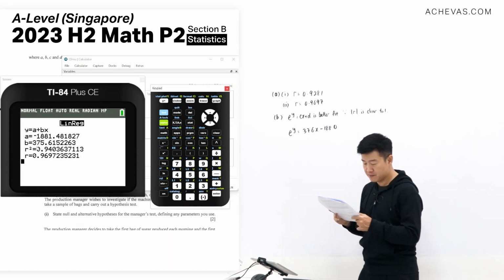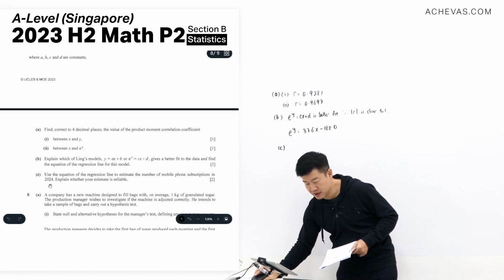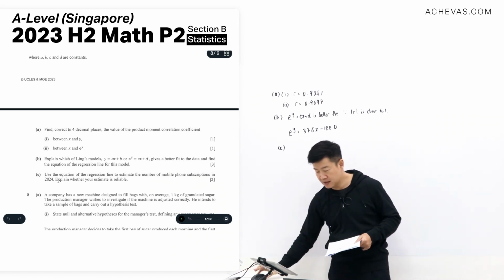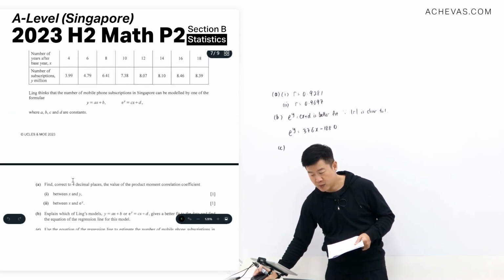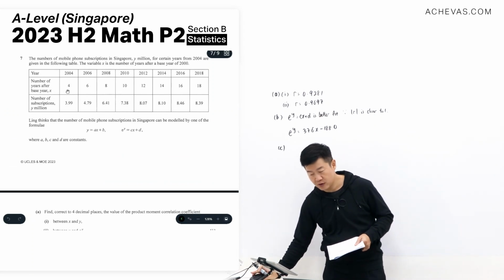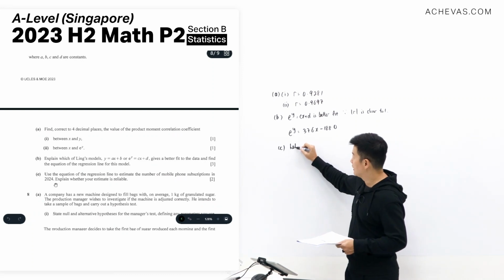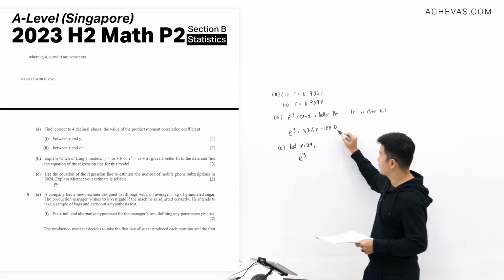So this is for B, and for C, the question requires us to do a prediction. For C, we are going to use this equation to estimate the mobile phone subscription in the year 2024. We need to see it from the x perspective. So for 2004, x is 4. 2006, this is 6. 2008, this is 8. Which means that for 2024, we let x be equal to 24, which means that e to the power of y is going to be equal to this.